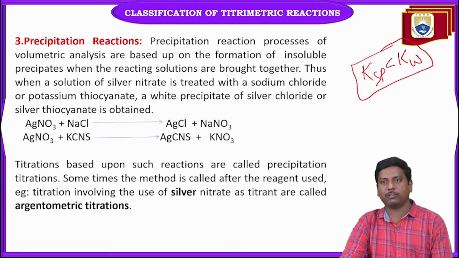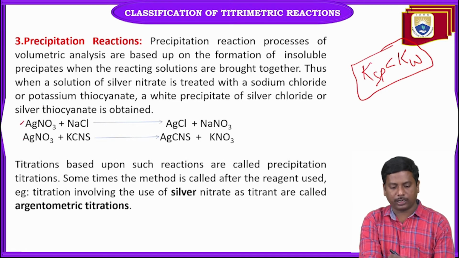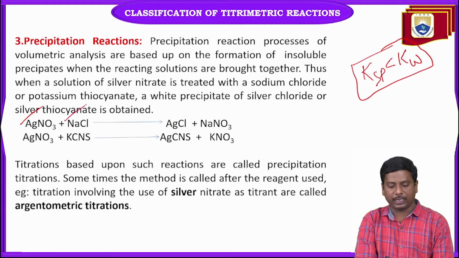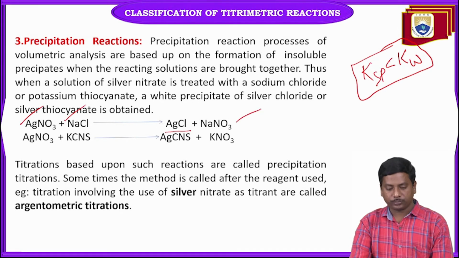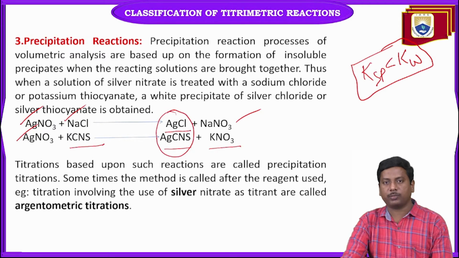Thus, when a solution of silver nitrate is treated with sodium chloride or potassium thiocyanate solution, a white precipitate of silver chloride or silver thiocyanate is obtained. For example, silver nitrate, AgNO3, reacts with sodium chloride, NaCl, to give a white precipitate of silver chloride, and the byproduct is sodium nitrate. Similarly, silver nitrate reacts with potassium thiocyanate, KCNS, to give silver thiocyanate, and the byproduct is potassium nitrate.